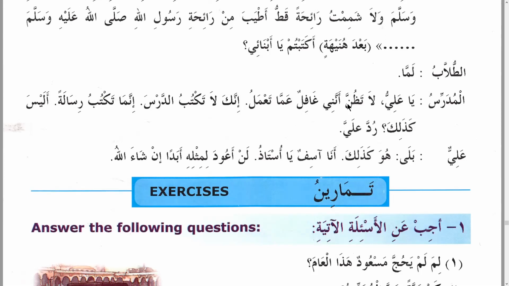anni ghafilun amma ta'malun. This tadhunna is a prohibition, nahi, so that's why it's getting a fatha. La taf'al, kind of. Don't think that I am ghafilun, unaware of what you are doing. Amma ta'malun, an plus ma, of what you are doing. Is this ma istifhamiya? No, not istifhamiya. You could call this ma mawsula.